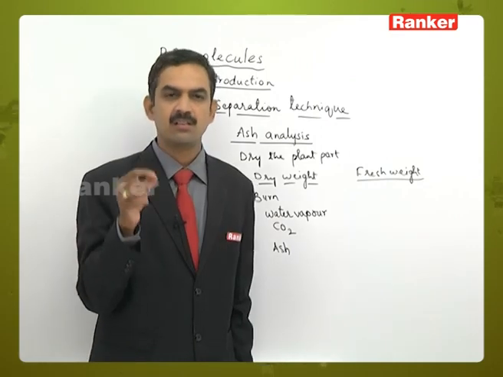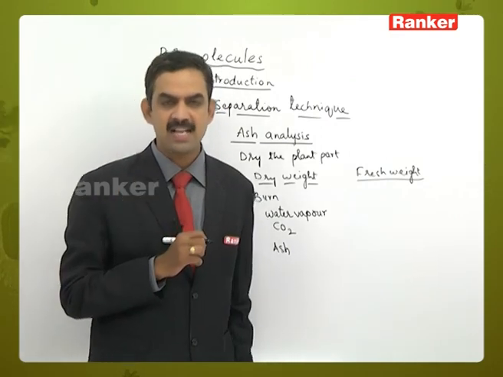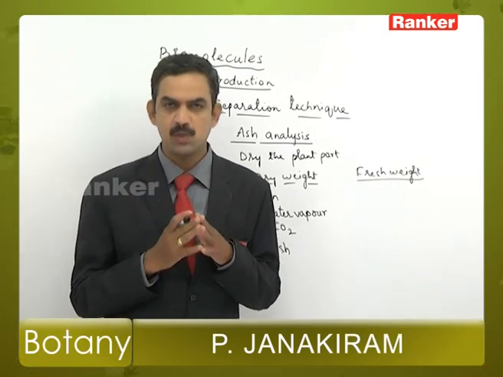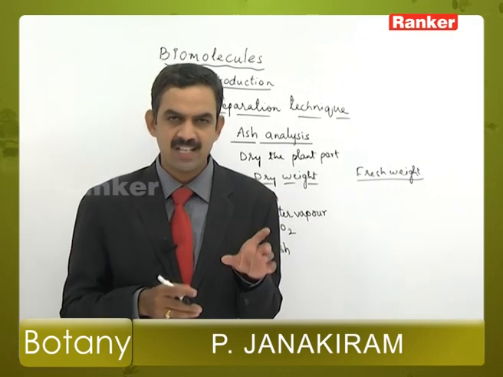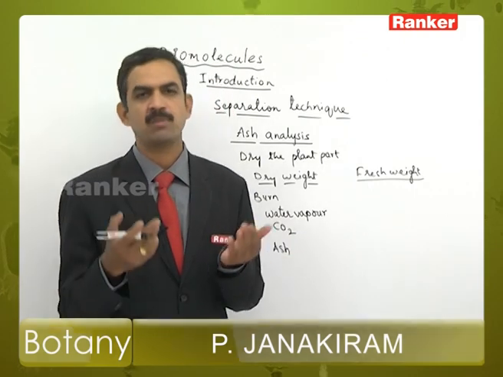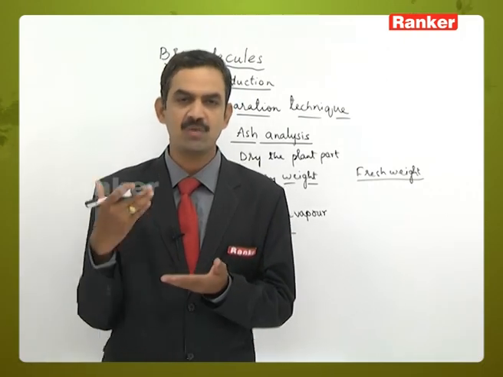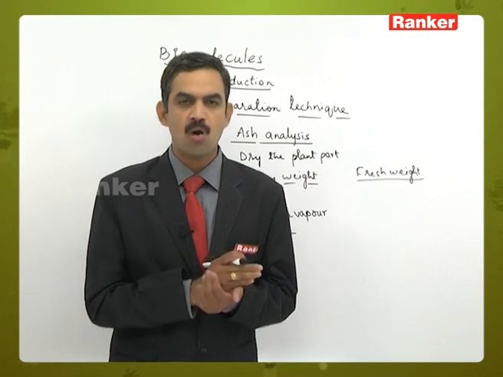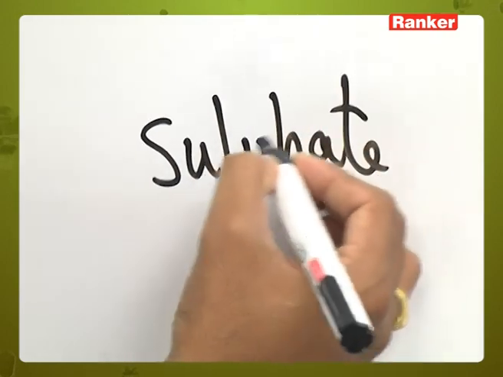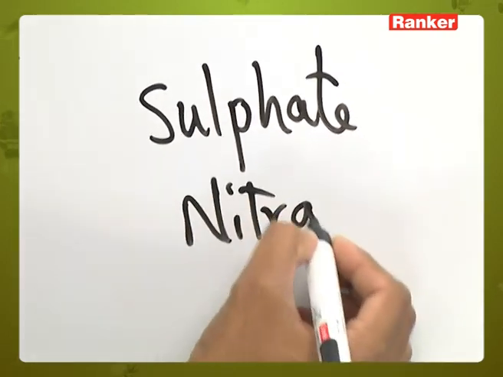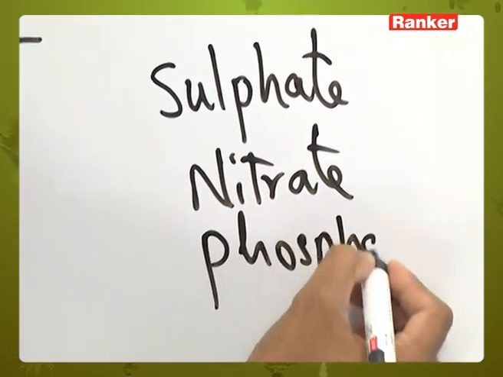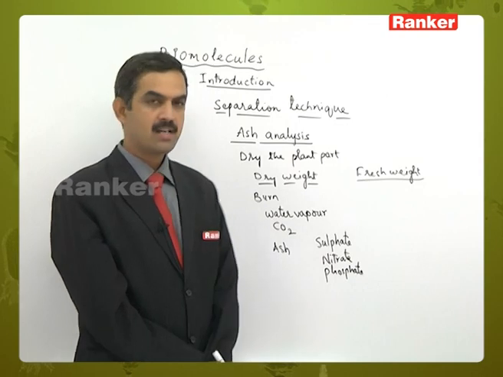When we analyze the substances which are present in the ash, we come to know what type of element or substance is present. So it may be an individual element or a compound. Individual element means it may be magnesium, calcium, phosphorus, sulfur, like individual elements. If it's a compound, compound means like sulfate, nitrate, phosphate, such types of structures are called compounds.